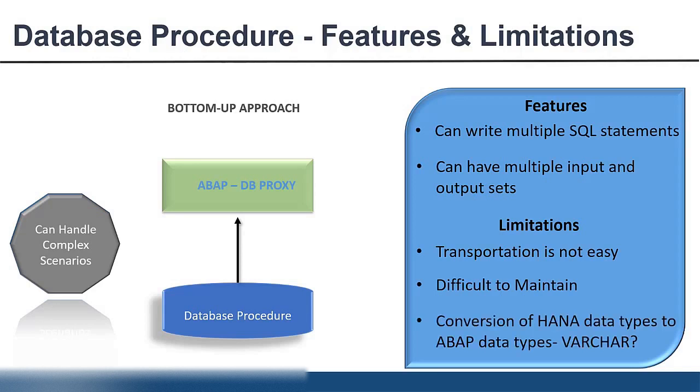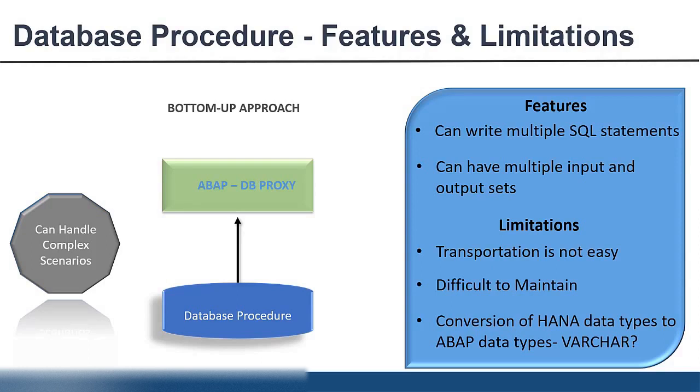Another limitation with the bottom-up approach is conversion of data types. When you create a database procedure in HANA database, and then try to create a proxy on top of it, the system tries to convert HANA data types into ABAP data types, because HANA data types are different and ABAP data types are different. When you create a modeling view, you would have noticed that HANA data types are used, and when you create a CDS view, you would have noticed that ABAP data types are used.